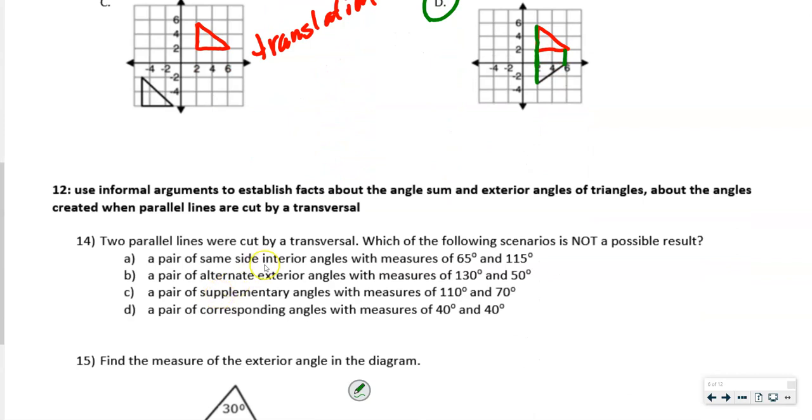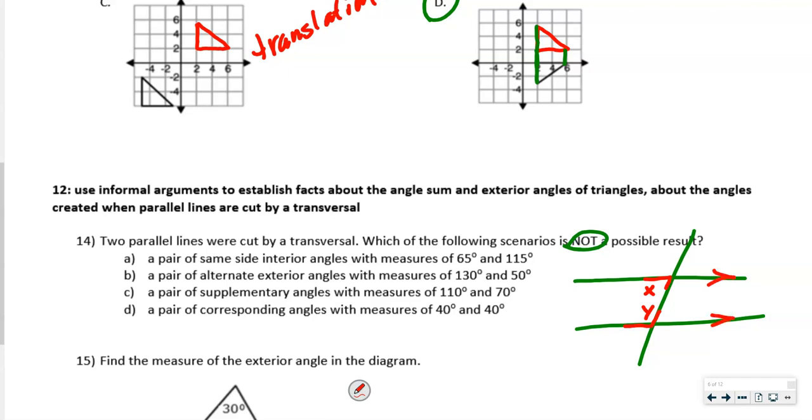Number 12 says using informal arguments to establish facts about angle sum. Okay, so then two parallel lines are cut by a transversal. So we're going to draw two parallel lines, and we're going to cut them by a transversal. So it says, which of the following scenarios is not a possible result? So same side interior angles would be X and Y. So those are supplementary, right? Do you notice this one's acute and this one's obtuse? All these angles are either going to be supplementary or congruent if these lines are parallel, okay?